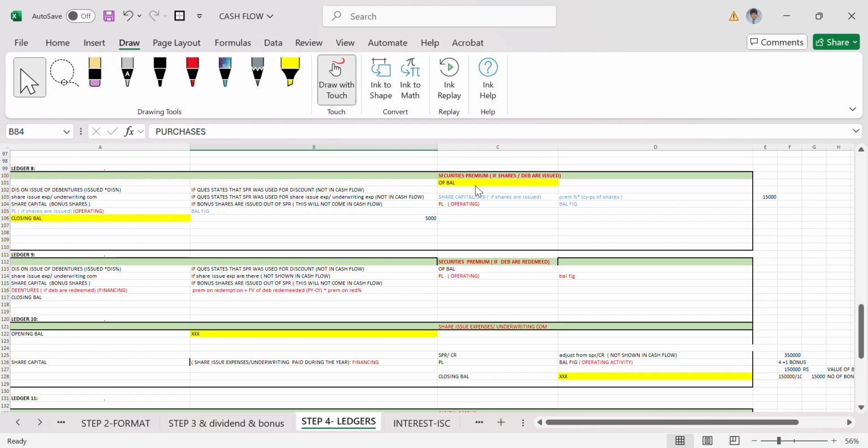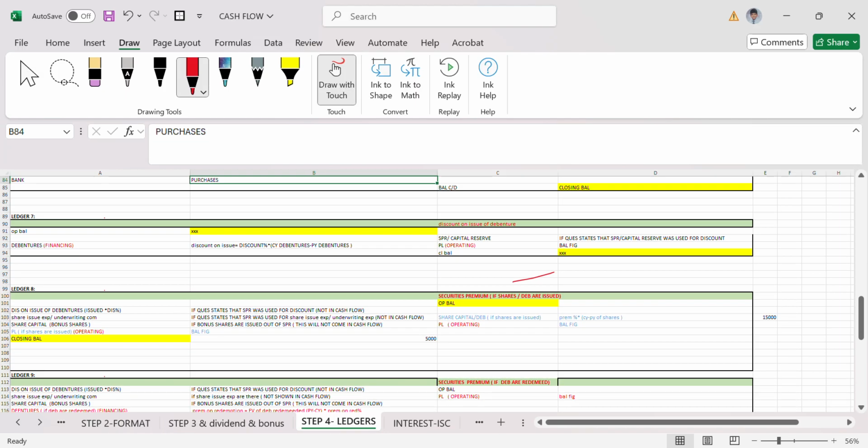Now SPR could have been used to adjust for discount or share issue expenses or underwriting commission or bonus shares. If you have any of this in the question, then please write the amounts here. So you have to first prepare these accounts, find out how much you are writing off, and then write the same amount here. Difference in SPR goes to PNL. So if PNL is coming on this side, then when you are preparing the operating activity, you will minus it. If PNL is coming on this side, then while preparing the operating activity, you will plus it. Please remember, in all the ledger accounts, this side is plus and this side is minus.